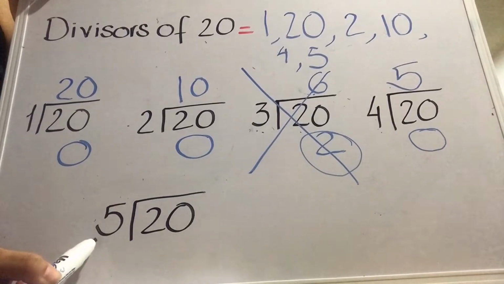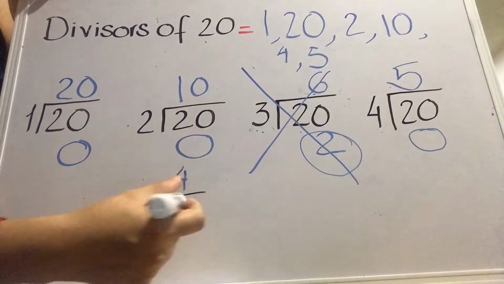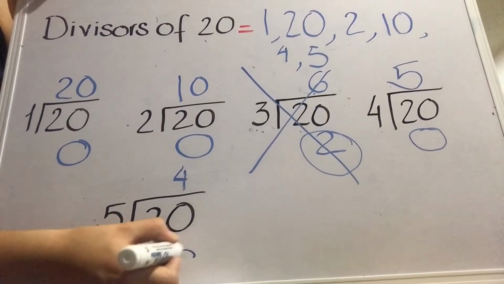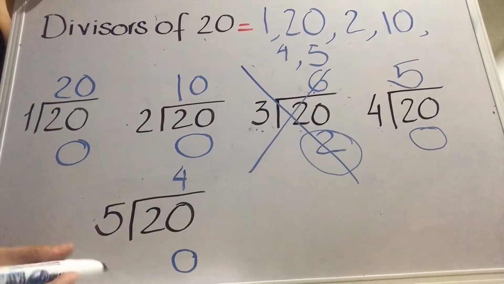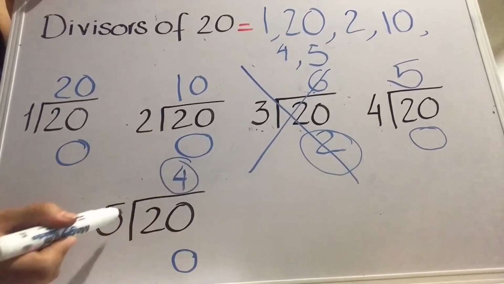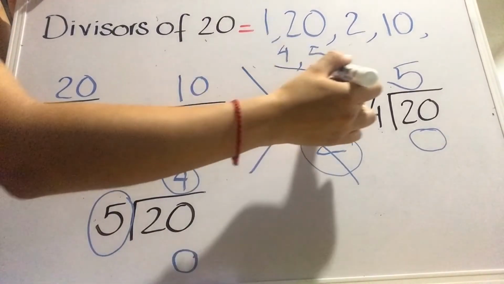20 divided by 5 equals 4. 4 times 5 equals 20. There is no remainder. And 4 and 5 are divisors of 20. But these numbers are repeated.